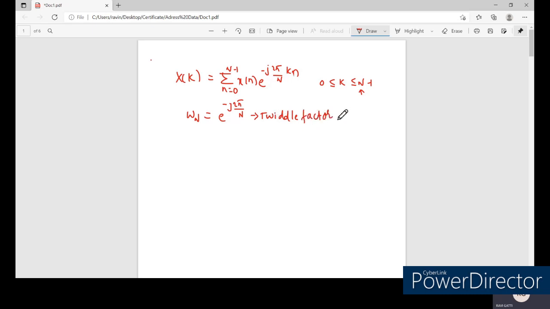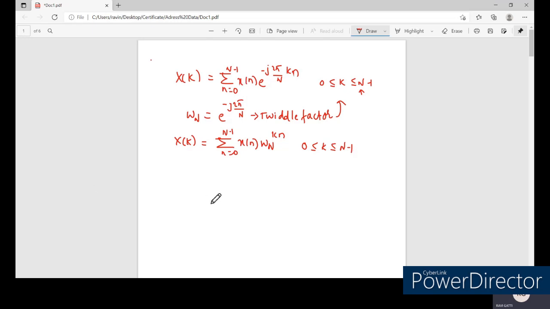So if I substitute this expression in the above expression, what you'll be getting is X(k) = summation n = 0 to N-1 x(n) into omega_N to the power of kn, where k takes the same range, k = 0 to N-1.